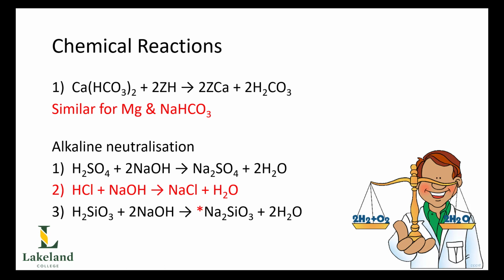Now, where does silicic acid come from? Silicic acid comes from silica in the water that hydrolyzes, i.e. reacts with the water. And we end up forming this silicic acid.